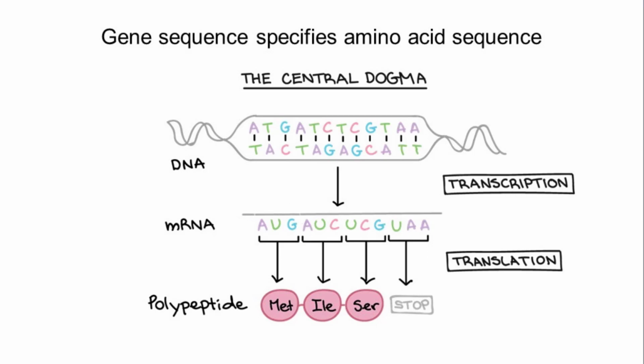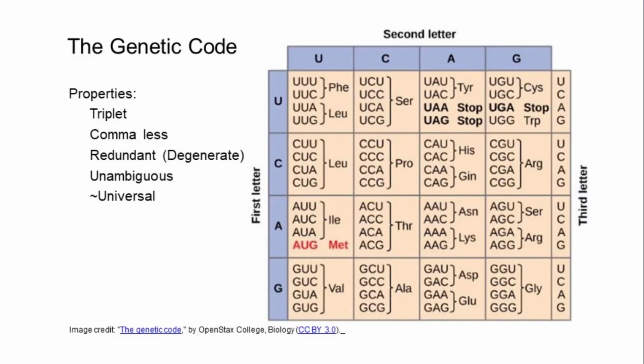Each amino acid in a protein is encoded by a set of 3 nucleotides in the mRNA, which is called a codon. This is a fundamental property of the genetic code. Each amino acid is specified by a triplet of nucleotides in the mRNA, so the genetic code is a triplet code. With 4 nucleotide possibilities at 3 positions, that gives us 64 triplets to work with, more than enough to encode the 20 amino acids we use to build proteins.